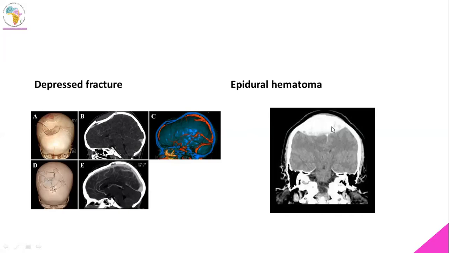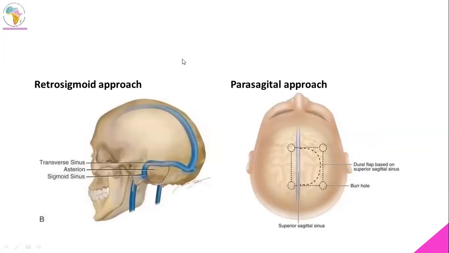Although an epidural hematoma in most cases comes from an arterial source, from the middle meningeal artery, sometimes when we have a linear fracture that transverses the superior sinus, the epidural hematoma comes from a venous source, like this one. So an epidural hematoma over the superior sinus raises the suspicion that the source of the bleeding is the superior sinus. We have certain approaches that are related to the dural sinuses.